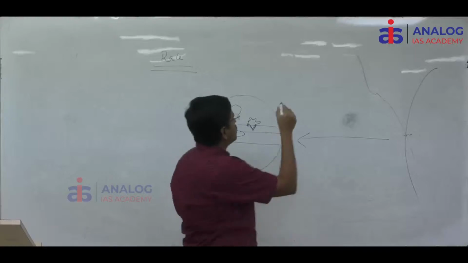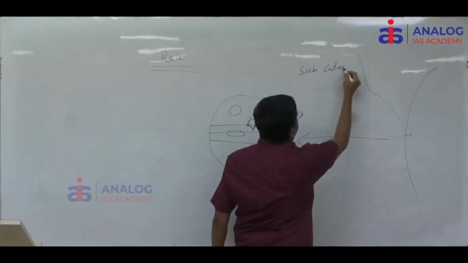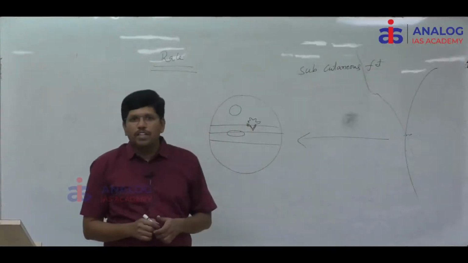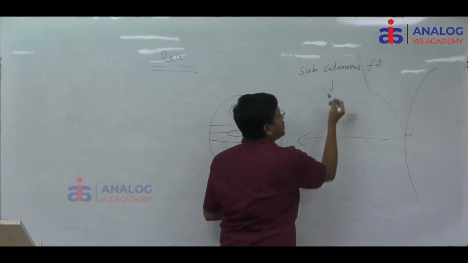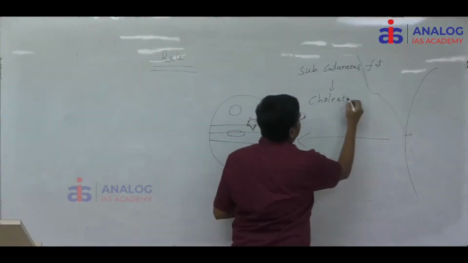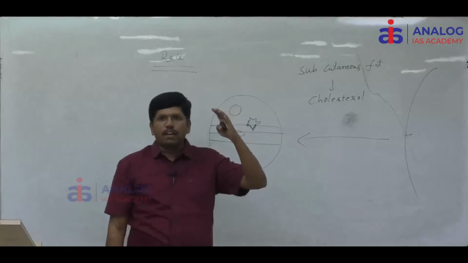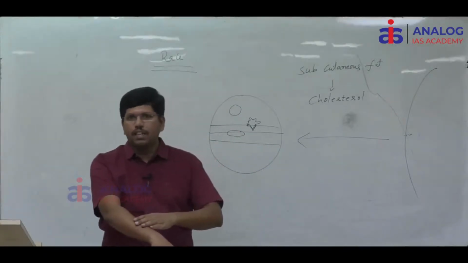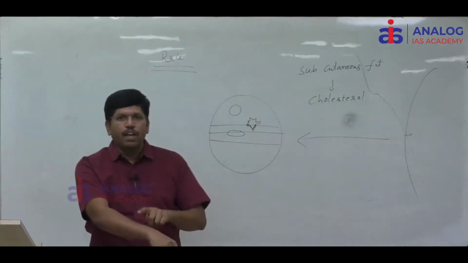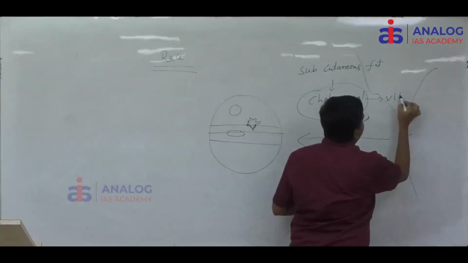That is called subcutaneous fat. Sub means below, cutaneous means skin. Subcutaneous fat. In that subcutaneous fat, different varieties of fats will be there. In those fats, cholesterol is one variety. When ultraviolet rays fall on our skin, they penetrate through the skin and reach the subcutaneous fat. In the subcutaneous fat, the cholesterol will be converted into vitamin D.